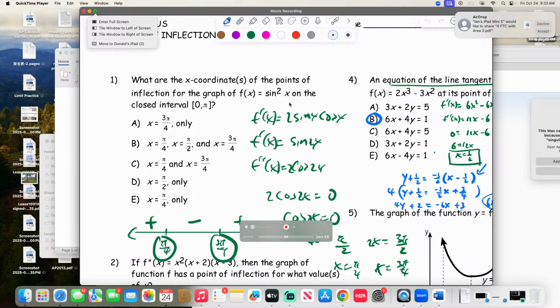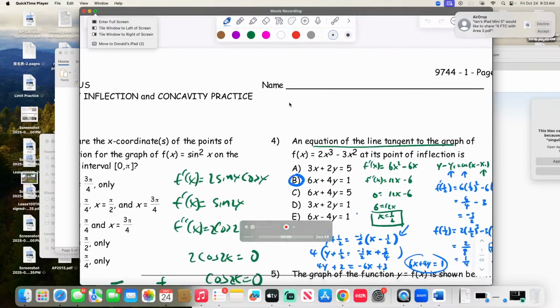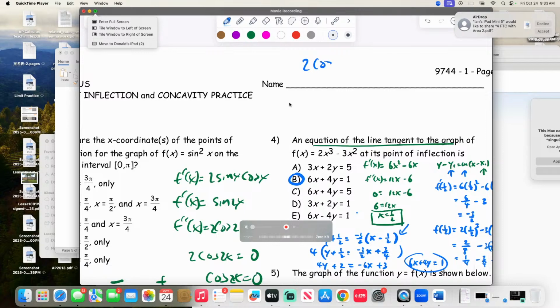So this was my second derivative. Yeah, no, you did okay. So I will show you how to do it. You say 2 cosine square of x minus sine square of x. Yeah, like that, that's fine. I'm gonna finish it off.